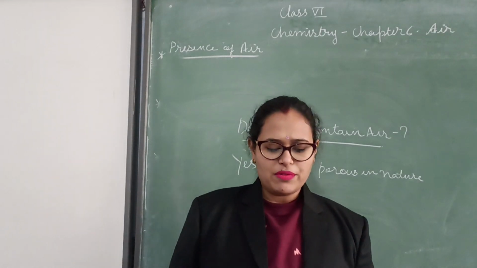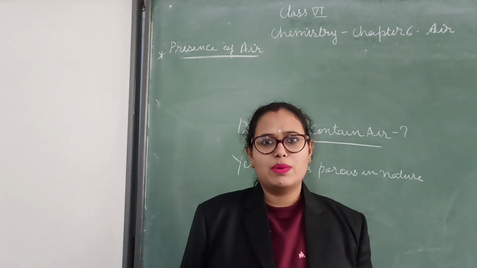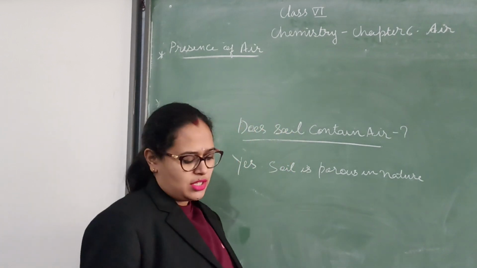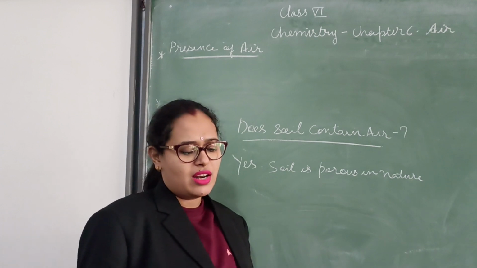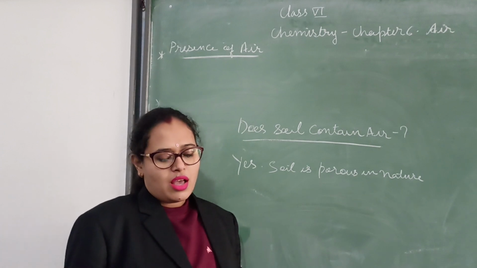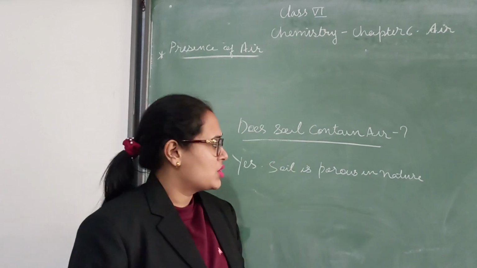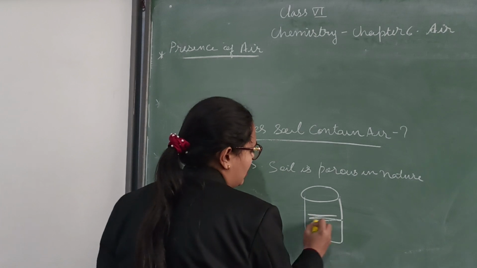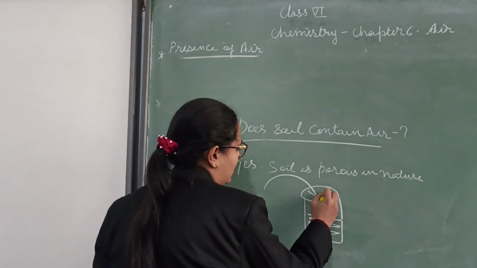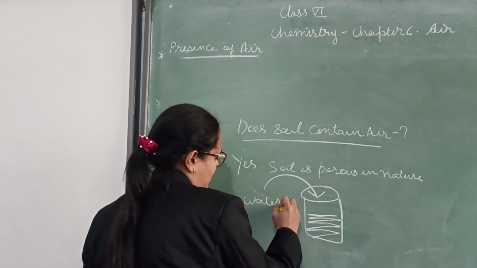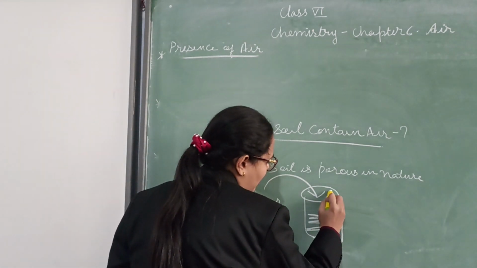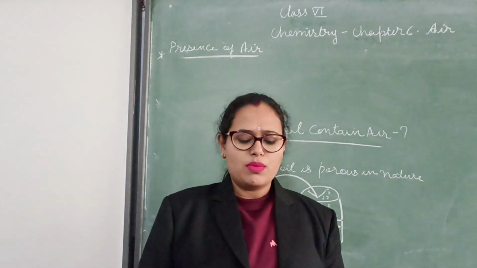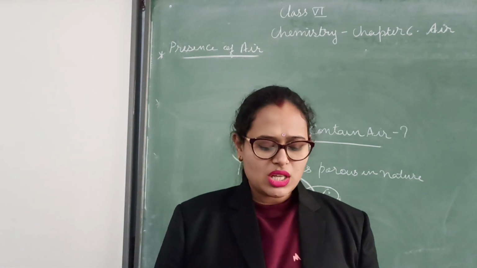So soil is made up of small particles between which there are spaces called pores, and in other words we can say the soil is porous. The pores are filled with air, and so soil contains air. If you take a beaker which has soil and you put water into this beaker, then we will see the air bubbles coming out. The air bubbles show that soil has small pores or soil is porous in nature.